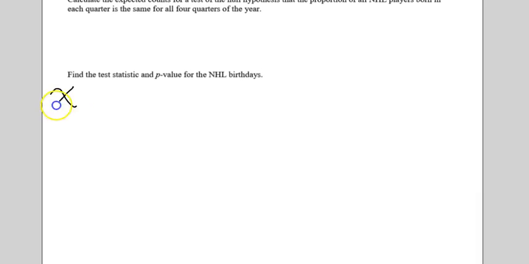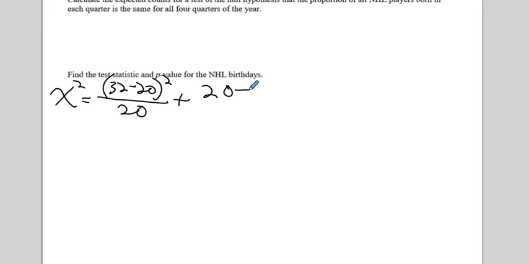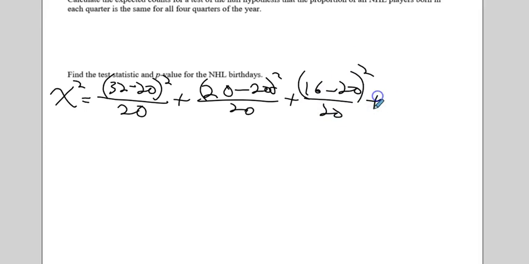So, our chi-squared equals: our first number was 32 minus 20 squared over 20, plus, this one's nice, there were 20 in this quarter, 20 minus 20 squared over 20, plus 16 in this quarter, 16 minus 20 squared over 20. And finally, the fourth one, 12 minus 20 squared over 20.